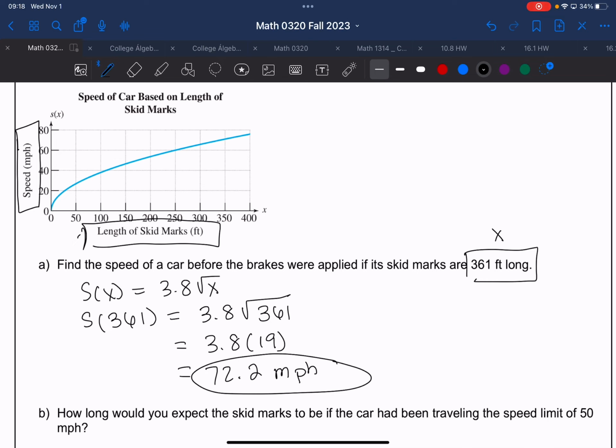Okay, and we could double check on our graph too. We could say, okay, 361 is about right here. Follow it all the way up. Notice how we are between 60 and 80, which makes sense because we got 72.2.